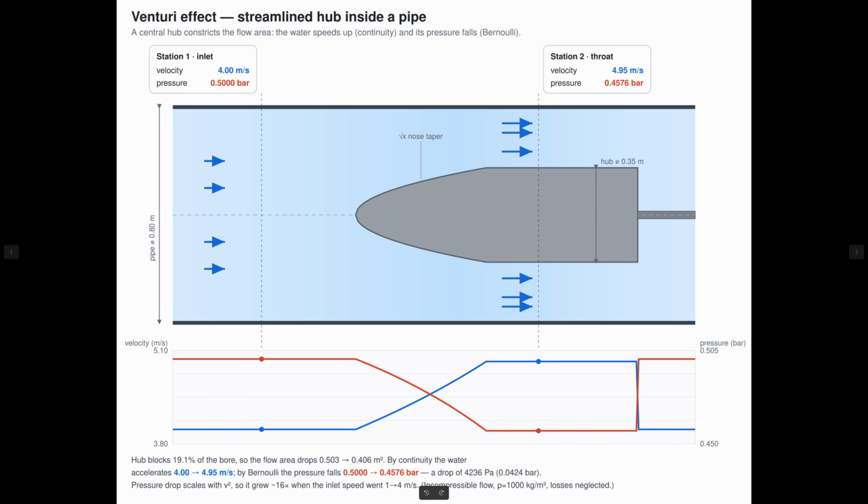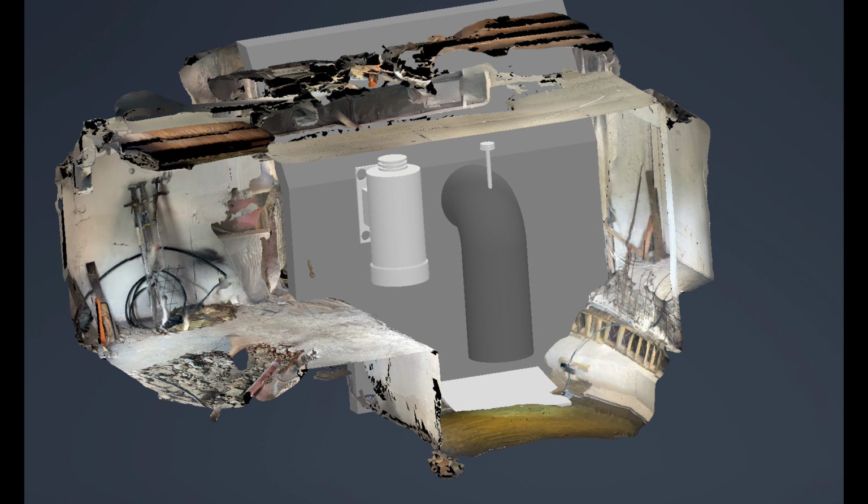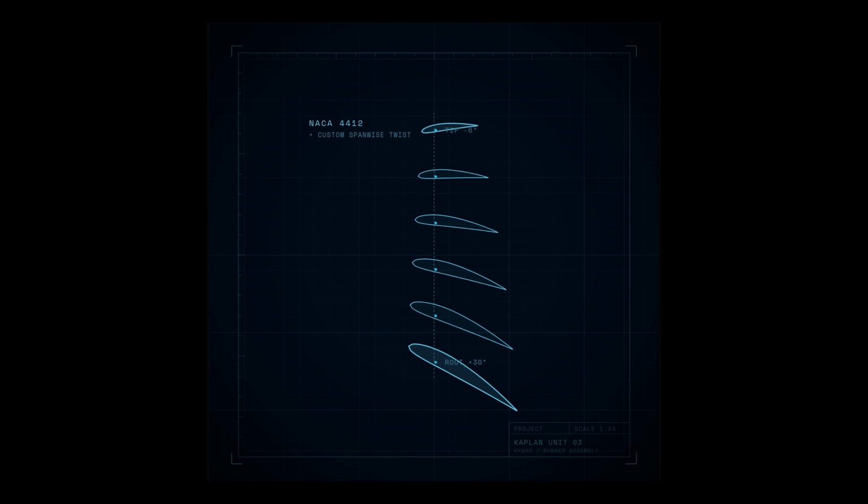The hub chokes the flow area, and Bernoulli, the same principle that gives lift to a wing, says squeeze the area and the water speeds up while its pressure drops. That contraction case has its own name, the Venturi effect. Then the blades drop the pressure even further.